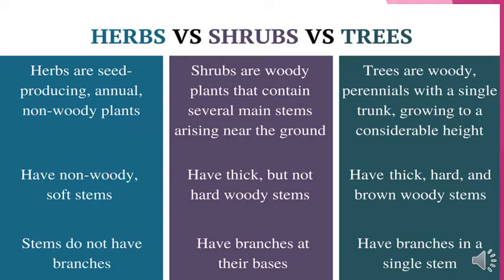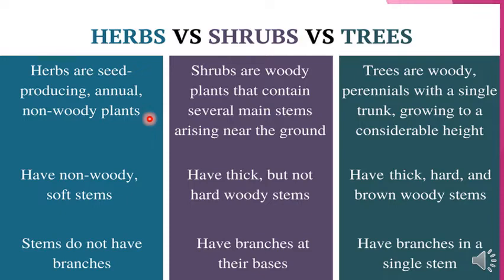Let us discuss the differences between herbs, shrubs and trees. Herbs are seed producing annual non-woody plants. Annual means it lives for only one year. It produces seeds and it grows from the seeds. Such plants are called herbs.